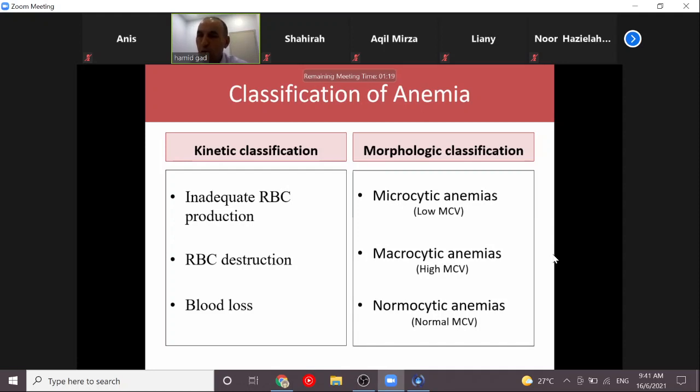In females also, the reproductive organs can cause some sort of bleeding.